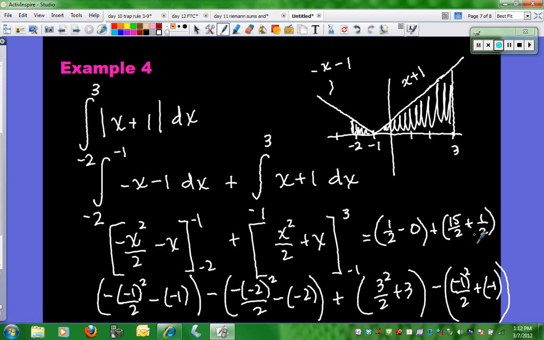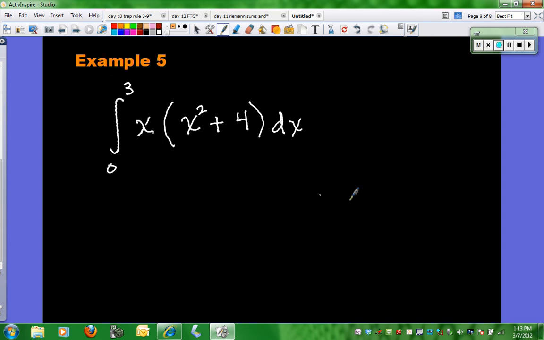I know I'm kind of talking it through. So then the answer is 1/2, that would be for that little area right there, plus 16/2, which is 8. So 1/2 plus 8 is 8 and 1/2 as my area. I know I went a little backwards there, but that represents the area under the curve of this absolute value function. Okay? Let's do one more example in this part.